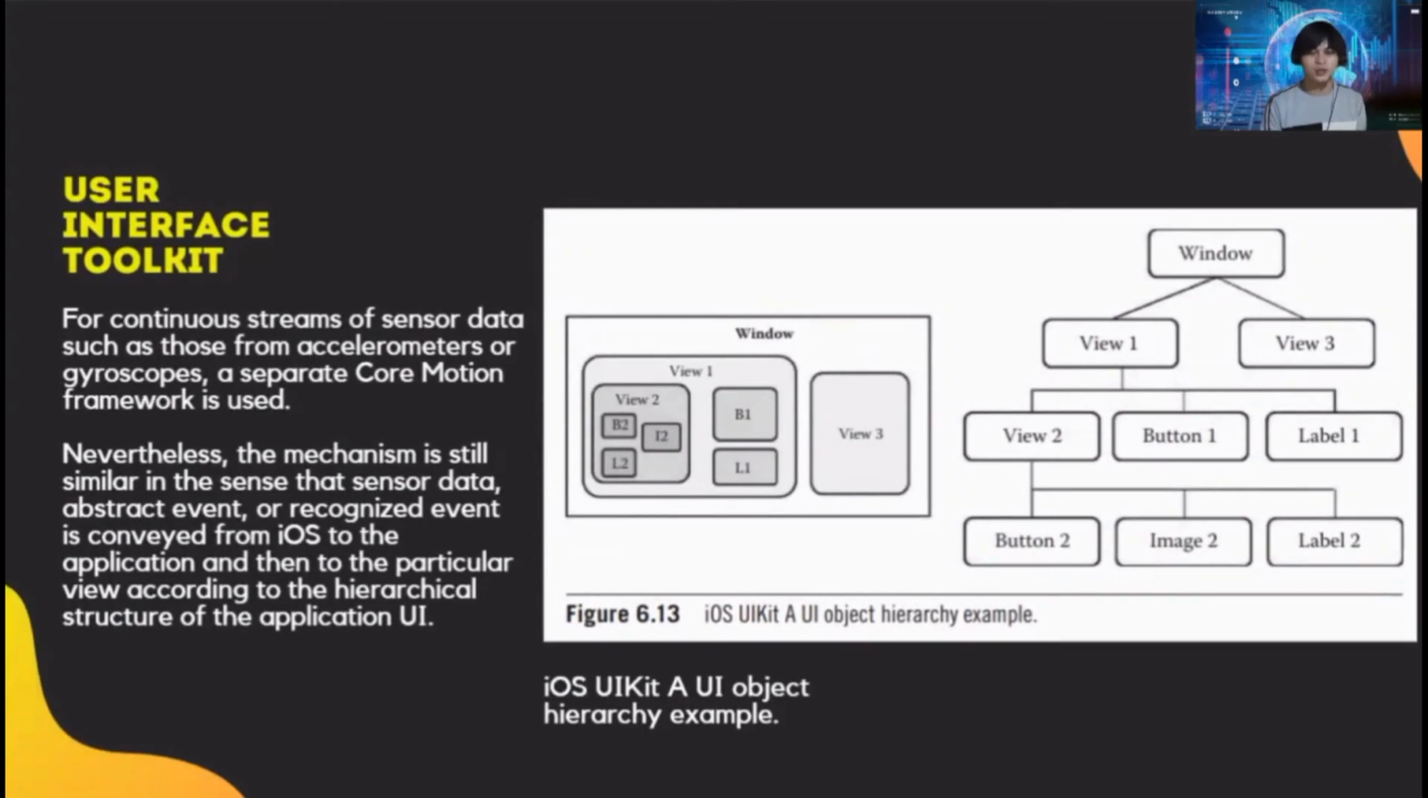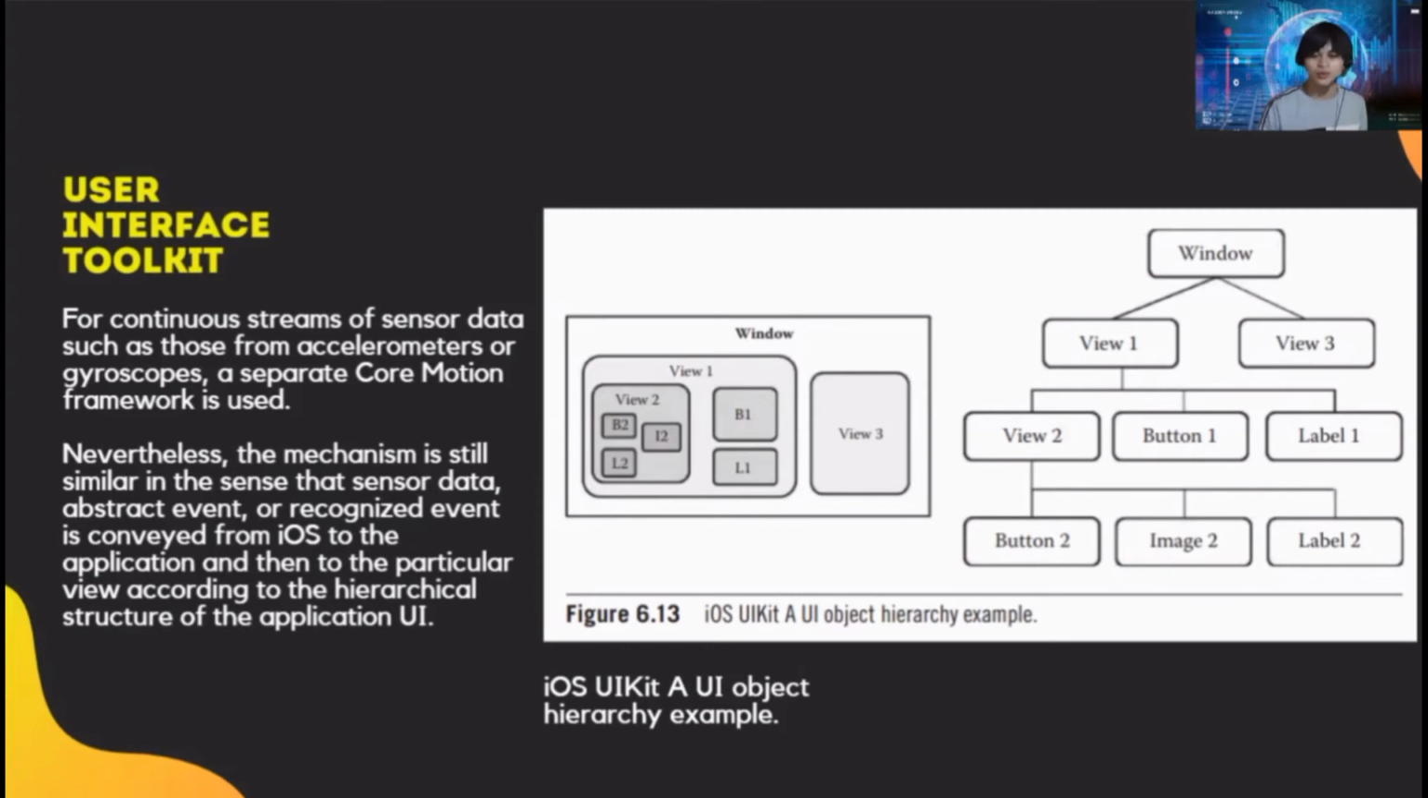Okay, so for continuous streams of sensor data such as those of the accelerometers or gyroscopes, a separate Core Motion framework is used. Nevertheless, the mechanism is still similar in the sense that sensor data, or an abstract or recognized event, is conveyed from iOS to the application and then to the particular view according to the hierarchical structure of the application UI.